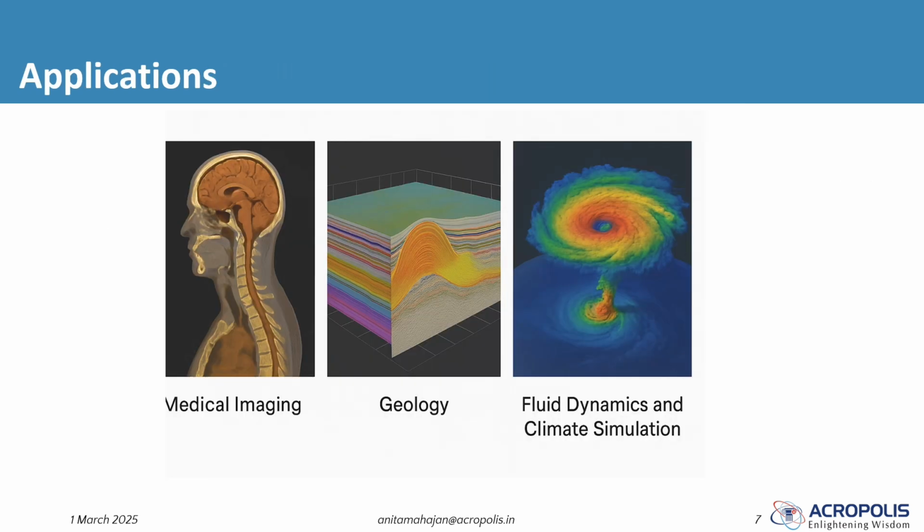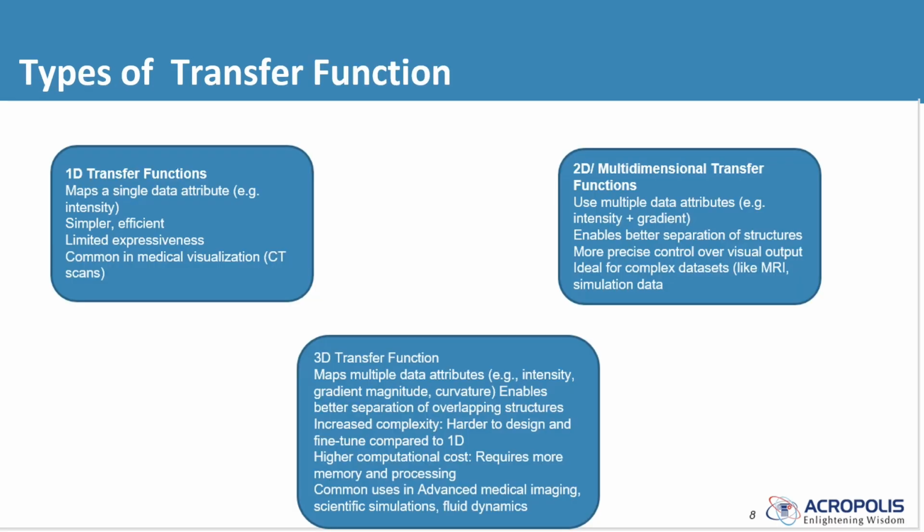Now applications. The major applications of transfer functions are in medical imaging for MRIs and CT scans, geology and fluid dynamics and climate simulation. Types of transfer function. Basically, they are divided into three major types: 1D, 2D and 3D. 1D transfer function maps a single data attribute. It is simpler and efficient since only a single data attribute is used. Limited expressiveness and common in medical visualization such as CT scans.